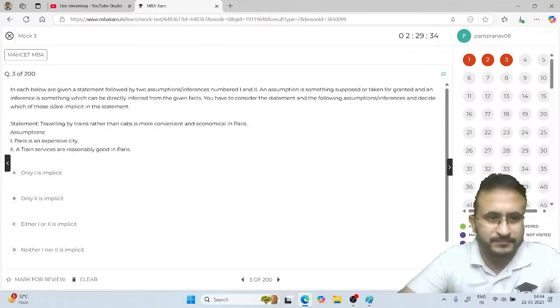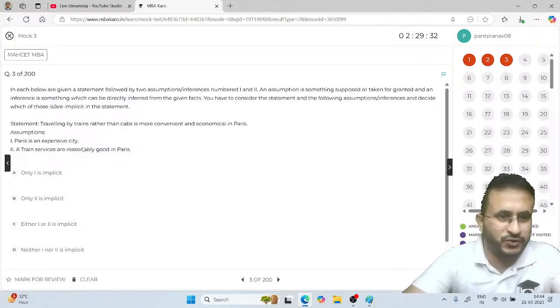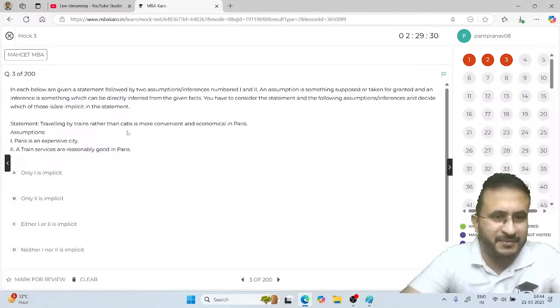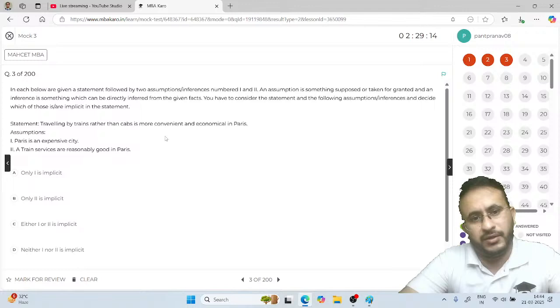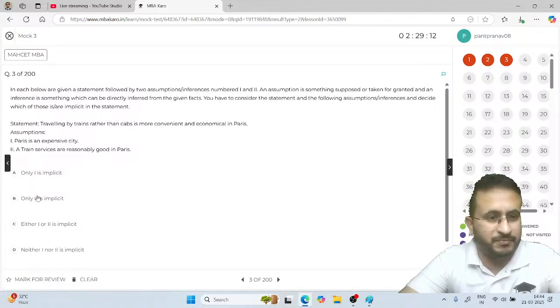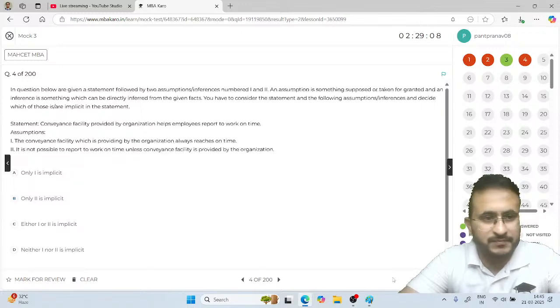Okay, so this one looks shorter, so I'll attempt it. Traveling by train rather than cabs is more convenient and economical in Paris. Okay, it is more convenient and economical. So Paris is an expensive city, but we cannot assume that it is an expensive city based on this. Train services are reasonably good in Paris. More convenient and economical, so maybe the train services are good in Paris.